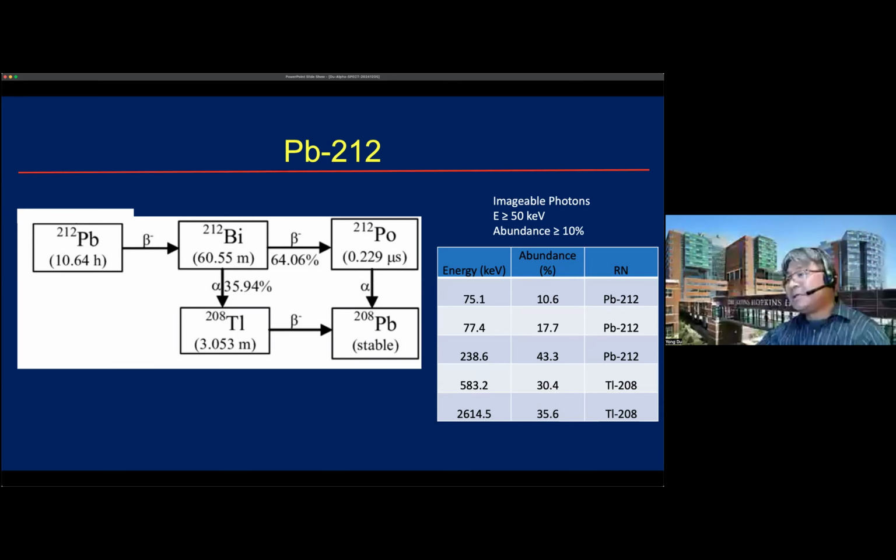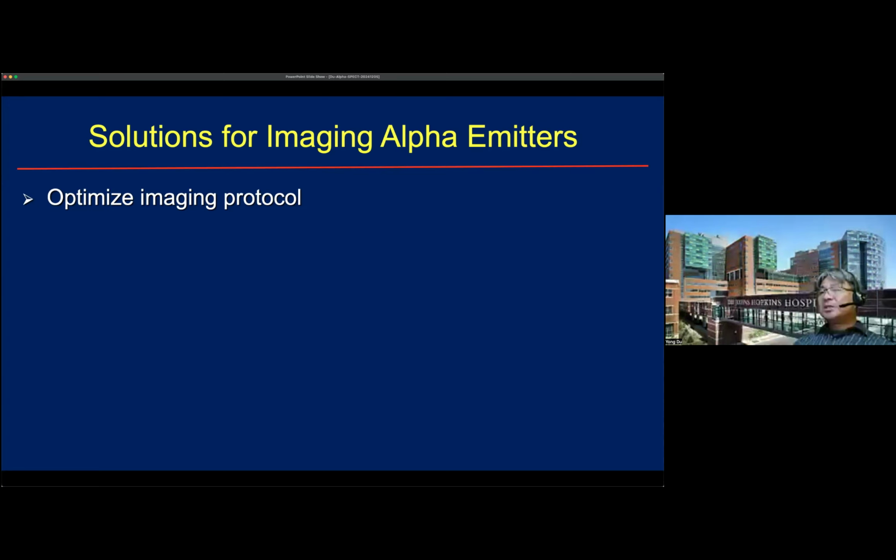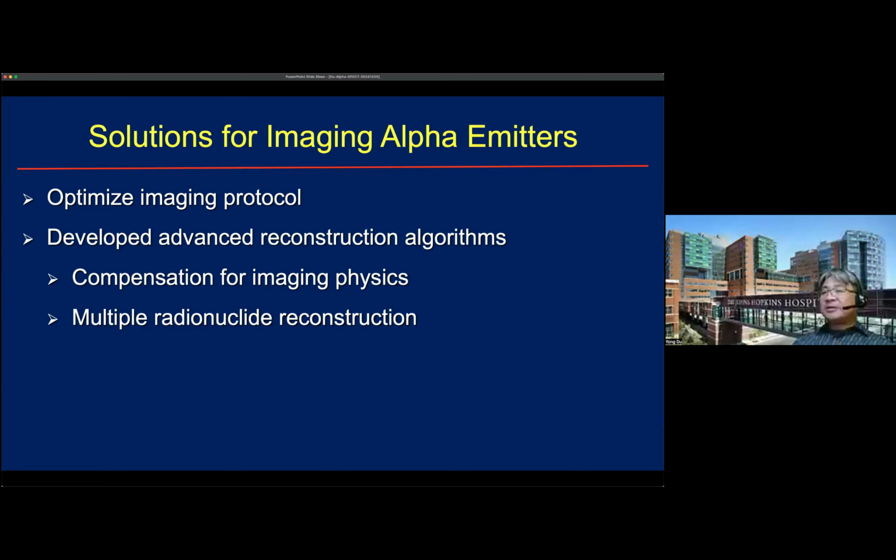We can also use adaptive acquisition protocols, using different times for different views to acquire as much information as possible. The last thing we can do, which I focus on, is to develop reconstruction algorithms to compensate for all the imaging physics and other particular factors that affect alpha emitters. And we can also develop a simultaneous reconstruction algorithm to reconstruct multiple peaks, multiple radionuclide distributions, at the same time.